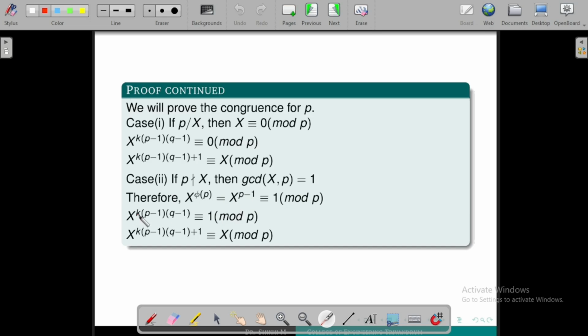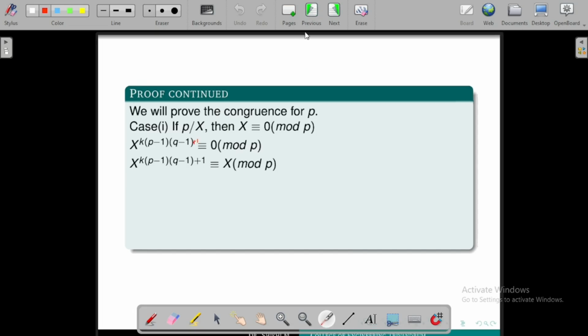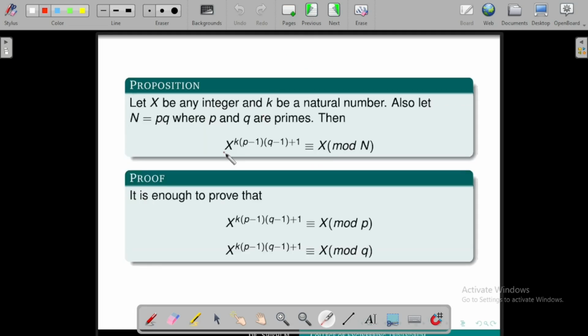So therefore, X raised to K(P-1)(Q-1) is congruent to 1 raised to K(Q-1), which is congruent to 1 mod P. And we are multiplying X to both sides. We will get the result: X to the power K(P-1)(Q-1)+1 is congruent to X mod N, if N is equal to P times Q, X is any integer and K is a natural number.